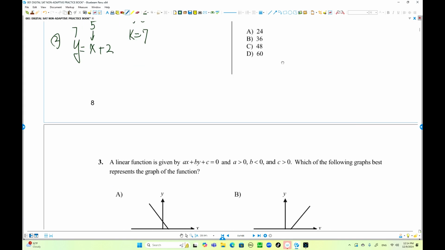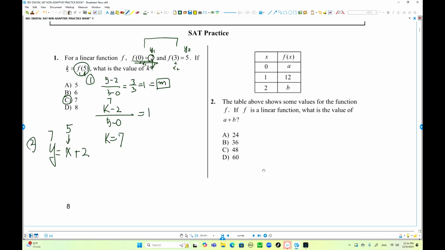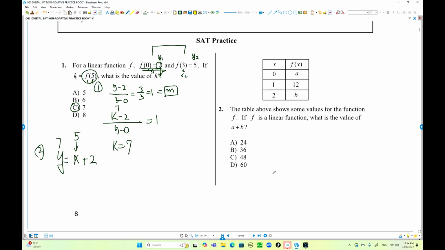Another one, number 2. There are many over here. Okay, I'm going to try this number 2, okay? This is also linear, right? They said it's a linear function. What is the value of a plus b? So you can try this. The slope is a constant, right? 12 minus a over 1 minus 0. That's the slope. Another is b minus 12 over 2 minus 1.